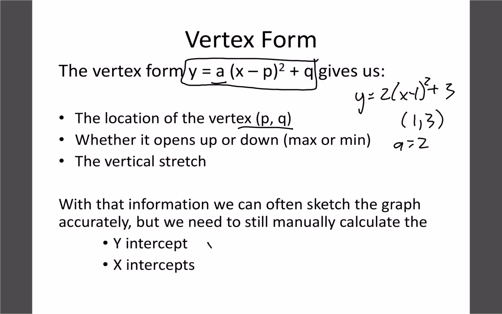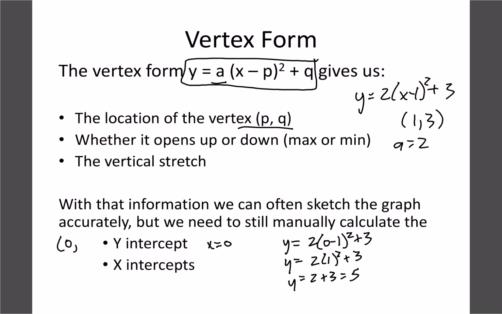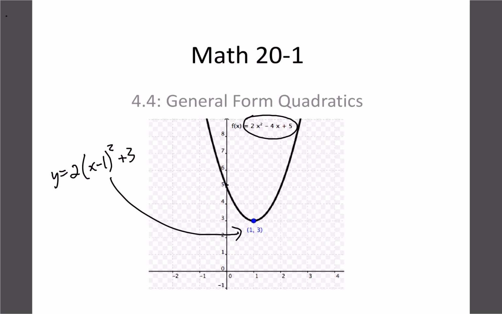The y-intercept occurs when x is 0. So we can basically just plug a 0 into our equation. We get 2 times (-1)² plus 3, which would be 2 plus 3, which is 5. So we know that our y-intercept is at, when x is 0, y is 5. Let's go back to that picture and see. And there it is, (0, 5). So that's correct. And our x-intercepts, in this case we look at the picture, there are none.